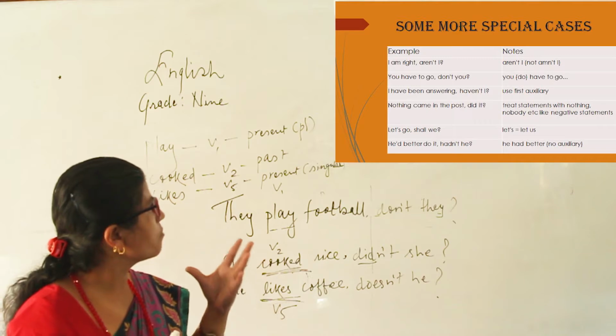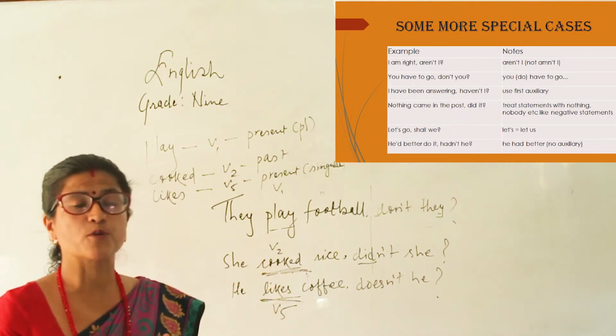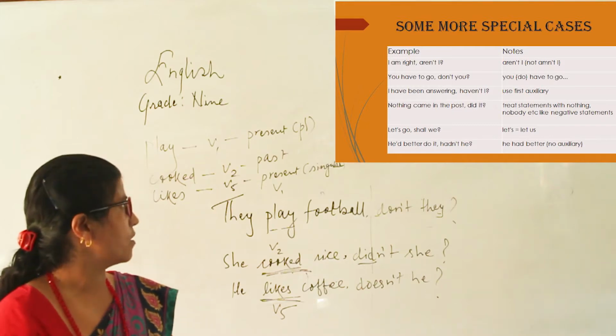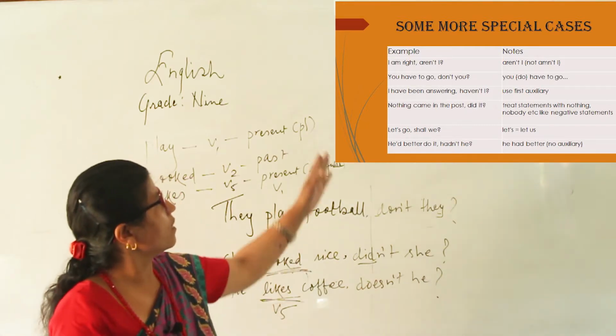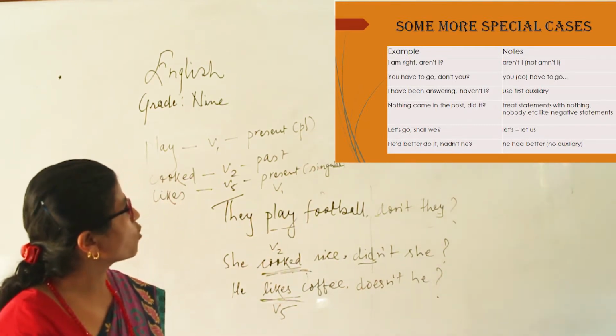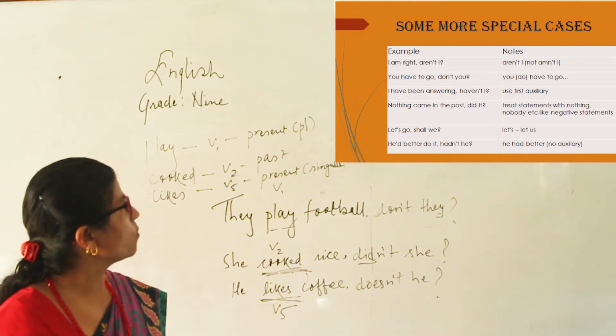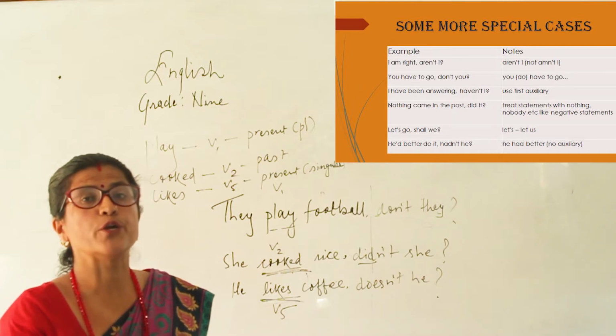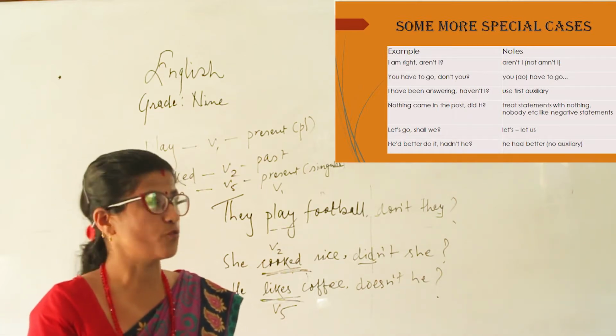If there is I am not right, then am I is possible. Am I is possible, but amn't I is never possible. You can see there in the example. And you have to go, so you have to go. That is, the have verb is there. Have to is equivalent to B1. Have to is equivalent to B1.